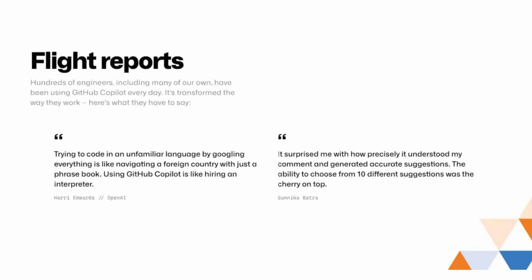Let's look at the testimonials of GitHub Copilot, which is used by engineers. There is one engineer from OpenAI, Harry Edwards. He's saying that trying to code in an unfamiliar language by googling everything is like navigating a foreign country with just a phrase book. So using GitHub Copilot is like hiring an interpreter. You don't need to do any googling or go through Stack Overflow answers. You can directly write a comment, and GitHub Copilot will provide you the code. So much better in terms of the productivity of developers.